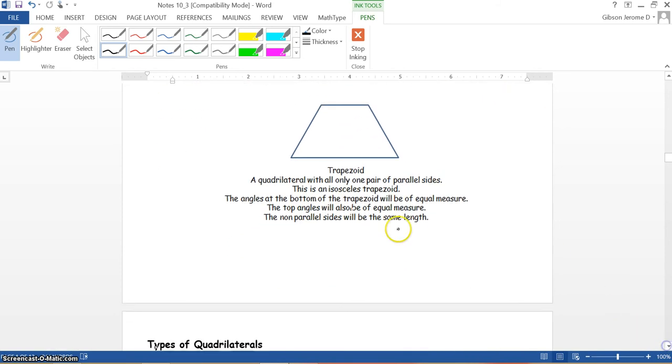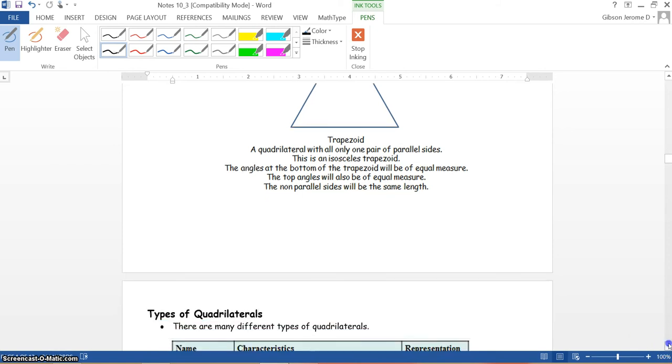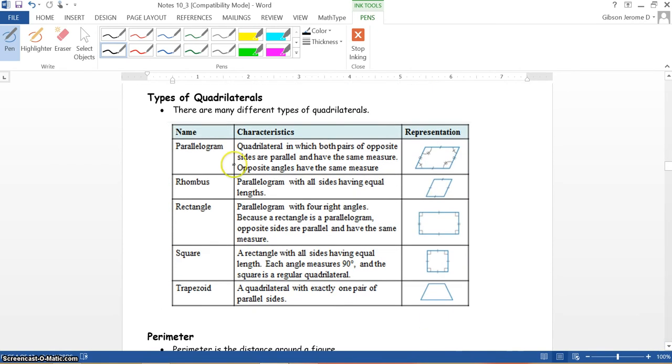And finally, we have here a trapezoid. It's a quadrilateral with only one pair of parallel sides. This is an isosceles trapezoid. The angles at the bottom of the trapezoid will be of equal measure. The top angles will also be of equal measure. The non-parallel sides will be the same length. Now we have the types of quadrilaterals which we named, and they're listed here with their characteristics.